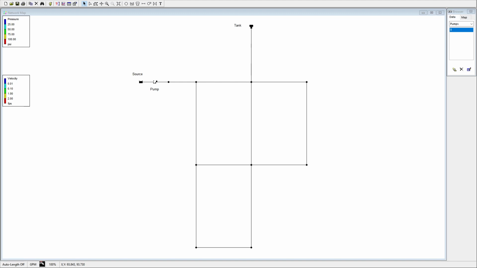Relatively speaking, there have been a lot of things happening in the world of EPANet in the last 5 or 6 years. The thing I want to talk about today though is EPANet version 2.2. This version was released in July of 2020.